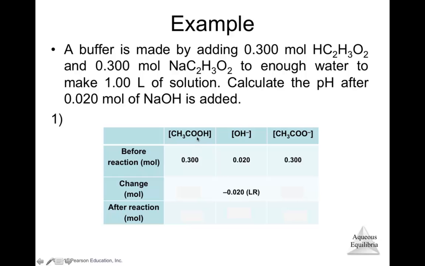So this is going to react with this, so that means that you're going to subtract also 0.02 of this, because you're consuming 0.02 of the acetic acid and producing 0.02 of the acetate. So after the reaction, we're going to have 0.28 of the acetic acid, 0 of the hydroxide because it was consumed by the buffer, and 0.32 molar of the acetate. So we have the concentration of the weak acid and the conjugate base. So we can use these two values in the Henderson-Hasselbalch equation.